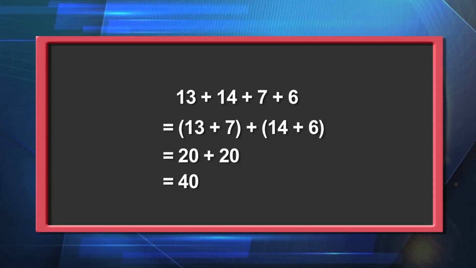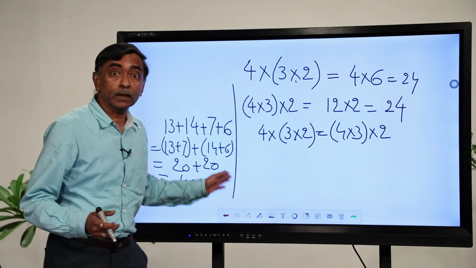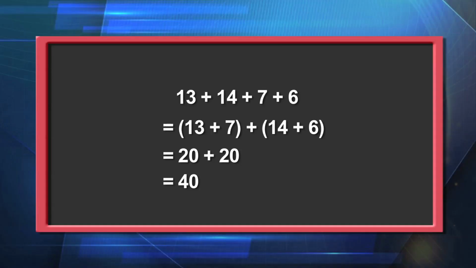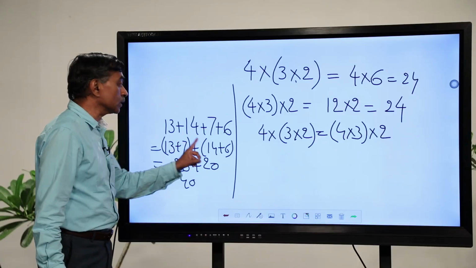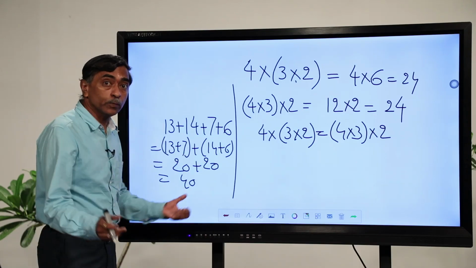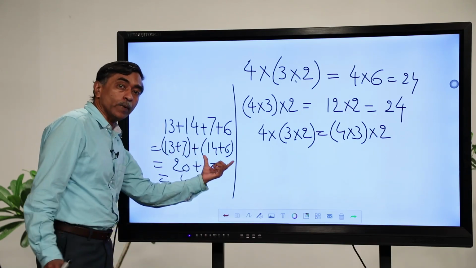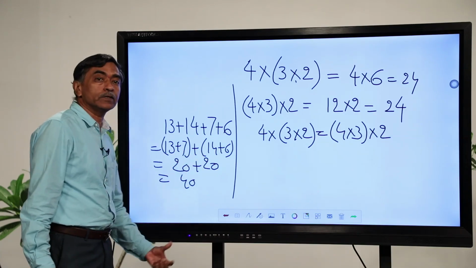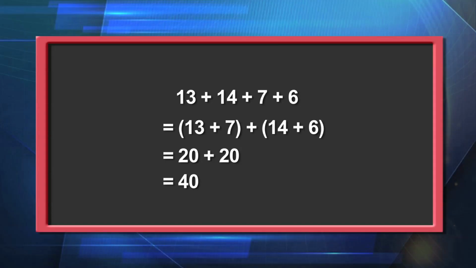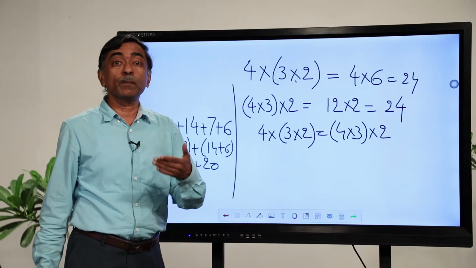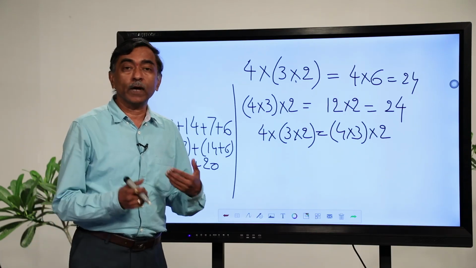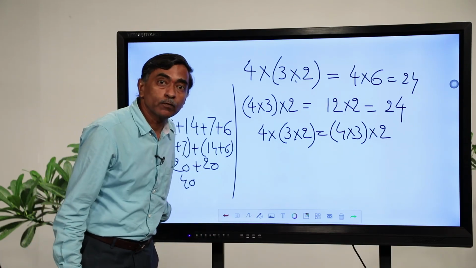Here what did I do? I shifted this 7 nearer to 13 and this 14 nearer to 6. But how can it be shifted unless the rules allow me to do that? What are the rules that are applied here? I shifted this by the commutative property, that is, 14 plus 7 is nothing but 7 plus 14. Then I used the associative property to combine these two, and finally 13 plus 7 is easier to calculate than 13 plus 14 or 7 plus 6. 14 plus 6 is comparatively easier for me to calculate, and it is easier for me to calculate the final answer as well.